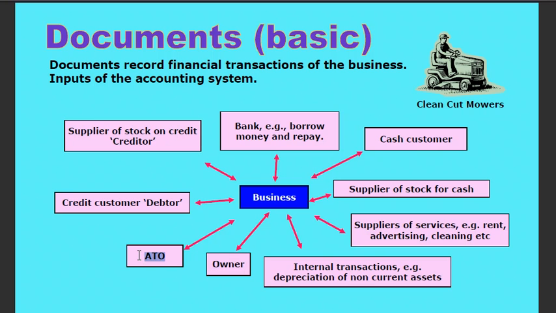ATO stands for the Australian Taxation Office, and the business will have financial transactions between itself and the Australian Taxation Office. If the business sells stock to a customer on credit, that customer is a debtor, and that transaction will need to be recorded as well. So that's a common financial transaction with a trading business that sells on credit. If it buys its stock on credit, then it has a financial transaction with a creditor, the supplier of that stock on credit. And it also has transactions with its bank, for example, when it borrows and repays money. So the red arrows just represent some examples of financial transactions that a business may have over a reporting period.